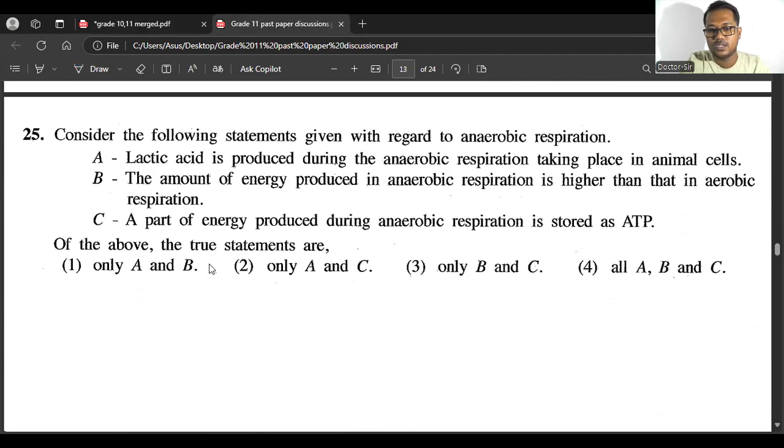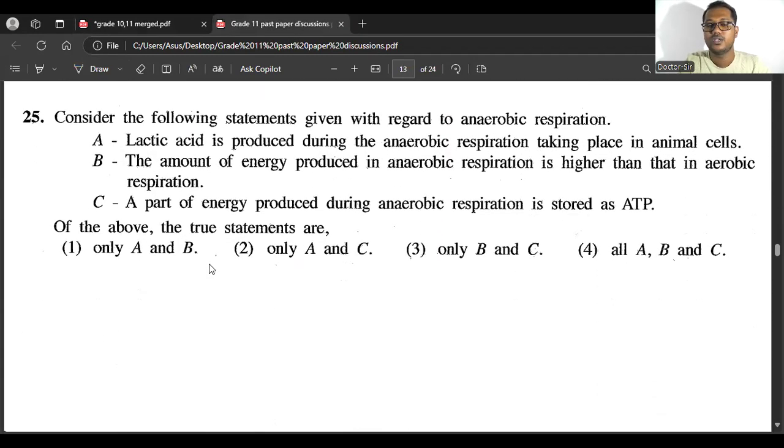Right, so this is the next question. Try to find out the correct answers. If you finish, please put the correct answers into the chat box. Put them there privately.